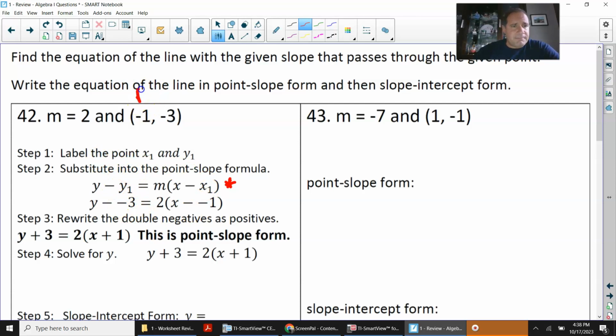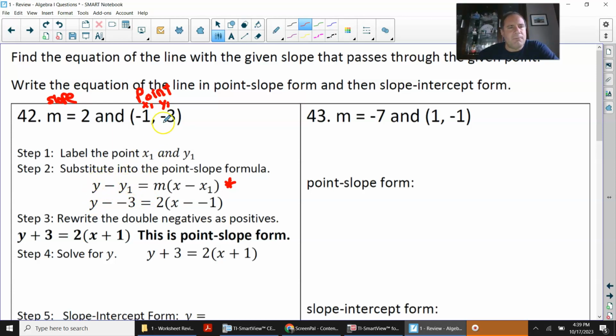This is the point, and this is the slope, right? So if you have a point and a slope, that means you have point slope form. So it says rewrite, substitute in. So this, you always go ahead and you label x1, y1. There's no x2, y2, right? So you're not labeling x2, y2. You are substituting into this formula, this point slope formula.